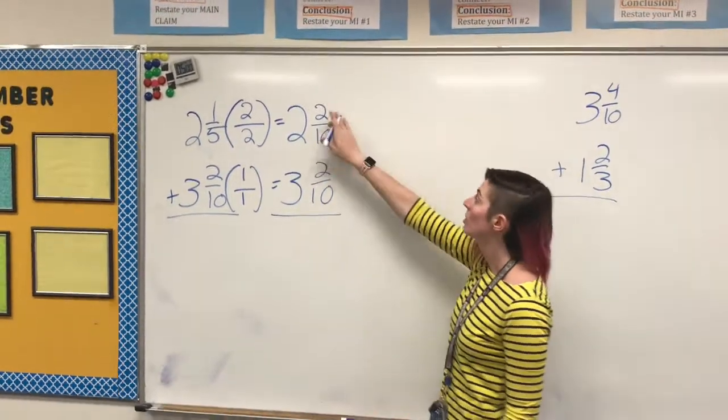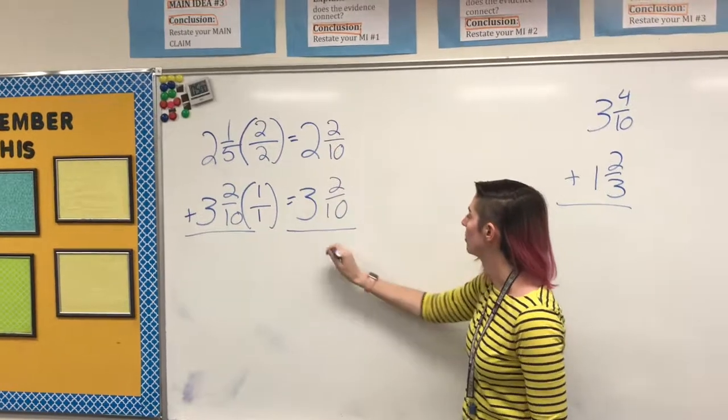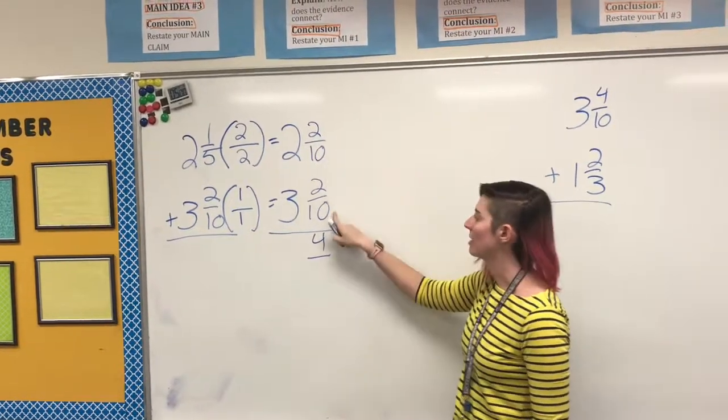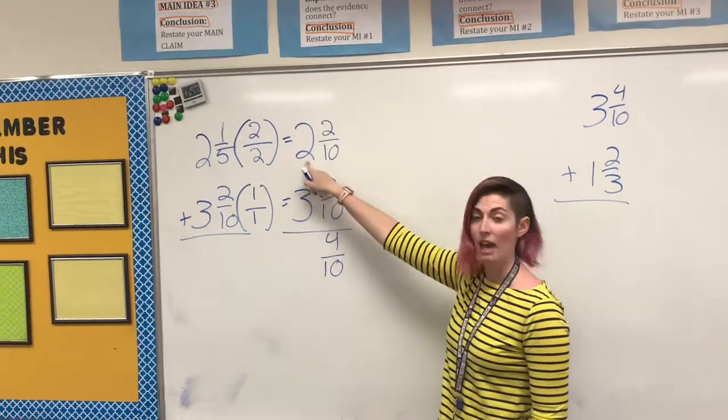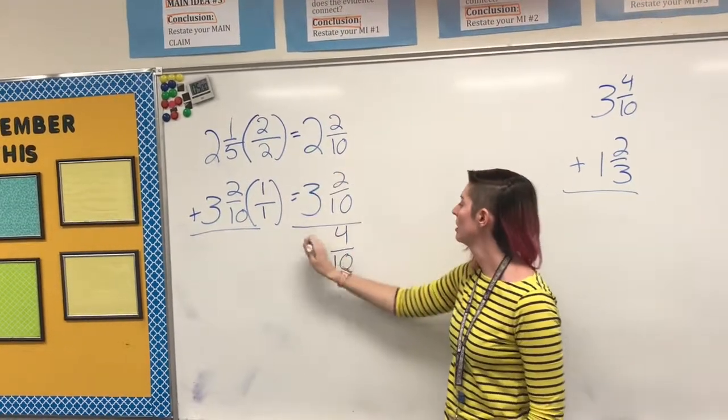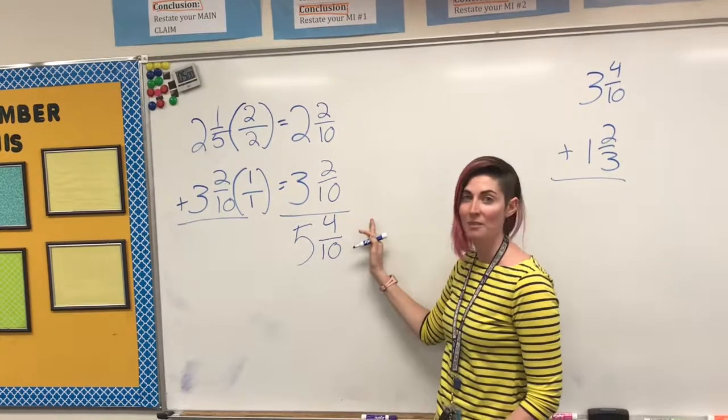We always start with the numerators. 2 plus 2 is 4. Denominators don't change when you're adding or subtracting, so it stays 10. And we can't forget about our whole numbers. 2 plus 3 is 5.